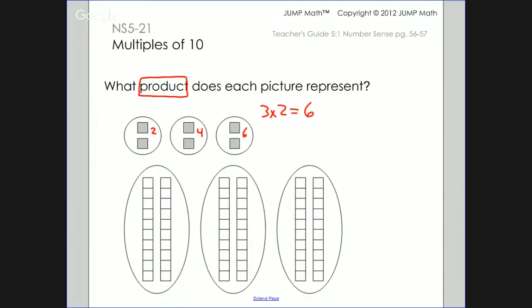Next, we have 3 groups again, but this time, instead of 2 individual blocks, we have rods of 10. So what that means is that in each oval here, we have 20 items. So 20, 40, 60. And we really have 3 groups of 20, which now equals 60 instead of 6.